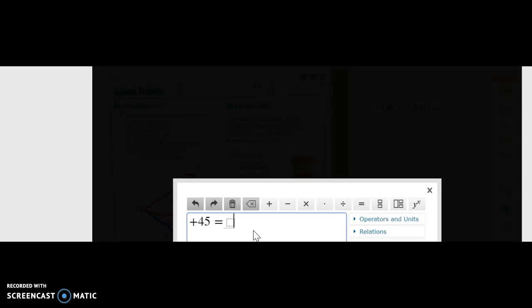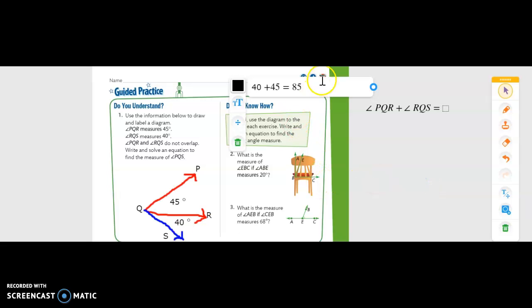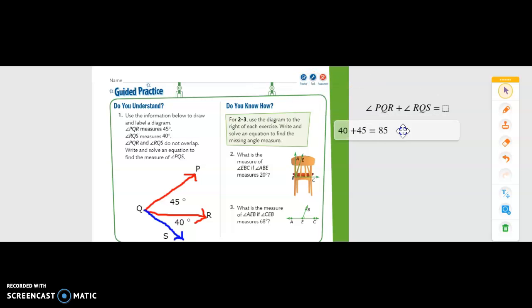40 plus 45. I'm thinking 40 plus 40, that's double. That would be 80 plus the extra 5, 85. So my equation would be 40 plus 45 equals 85.